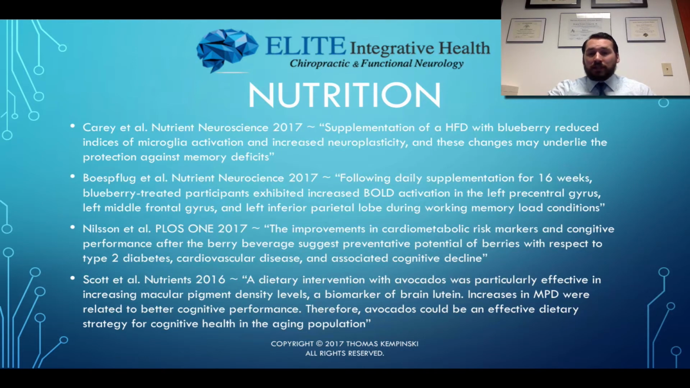So here, I'm not going to read these to you, but you can see we have one here on blueberries and increased neuroplasticity. We have a research paper here, again, blueberries with working memory, cognitive improvement. Let's see, this one here, again, is berries, and this one down here is avocados. So avocados increasing lutein and showing cognitive health in the aging population. So improved cognitive performance. Check those out if you want to get the articles. Again, you can get them from the reference page or from here.